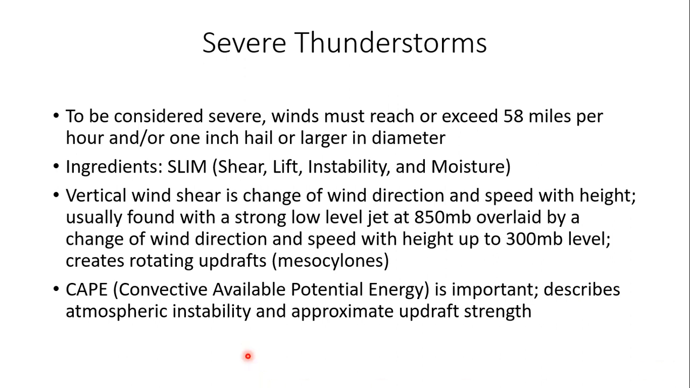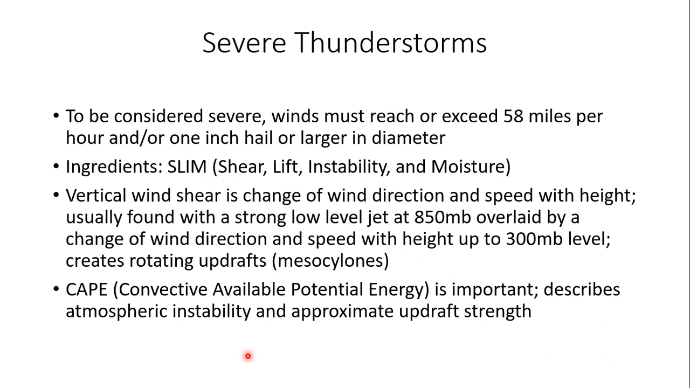And just to put this in simpler terms, to be considered severe, winds must reach or exceed 58 miles per hour, and you must see 1 inch hail or larger in diameter. Those are the severe criteria. And for ingredients for severe thunderstorms, I'm looking for the acronym SLIM. Shear, lift, instability, and moisture: are all those ingredients present on a particular day?